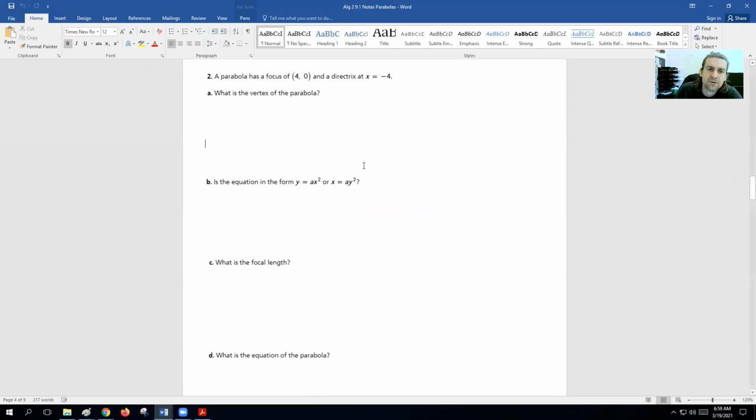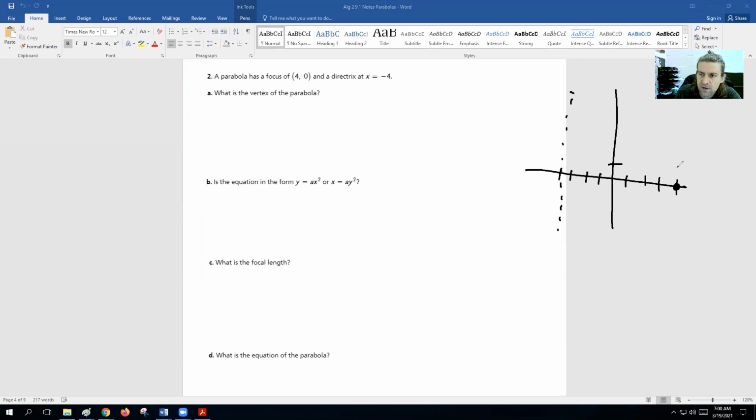We have a parabola that has a focus at 4, 0. I'm just going to sketch this off to the side here so we know what we're dealing with. 1, 2, 3, 4. Okay, there's the focus. And the directrix is at x equals -4. 2, 3, 4. All right. So remember, the parabola is always equal distance from that. So we should have a graph that wraps around the focus and reflects off of that. So it should be something that opens to the right.